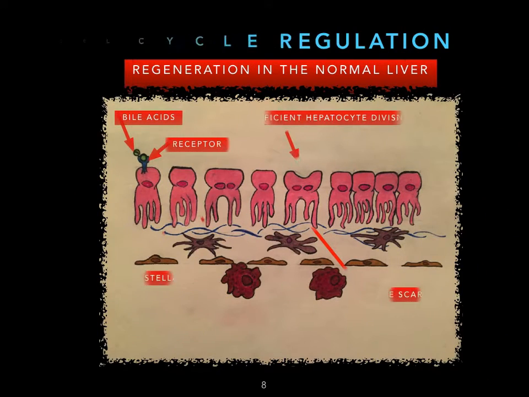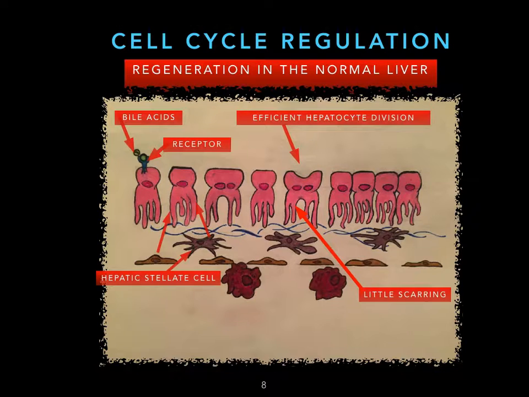Cell cycle regulation, regeneration in the normal liver. Cell cycle regulation occurs when the liver is exposed to external damage and triggers regeneration, which causes little to no scarring. The damaged or excess cells are expelled as waste.